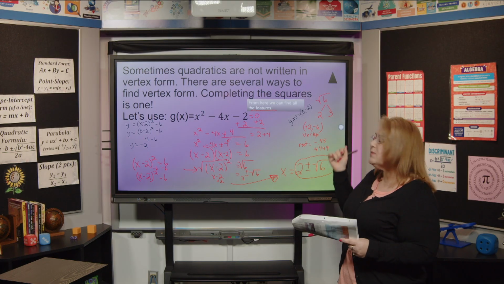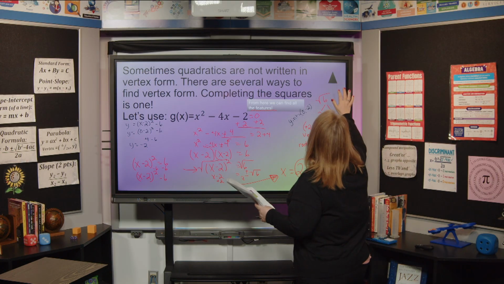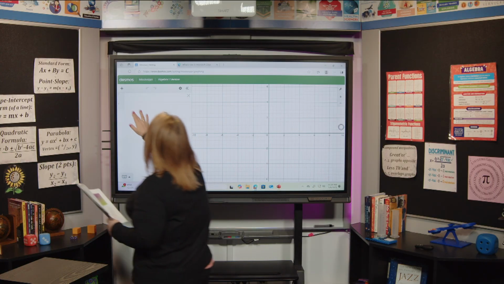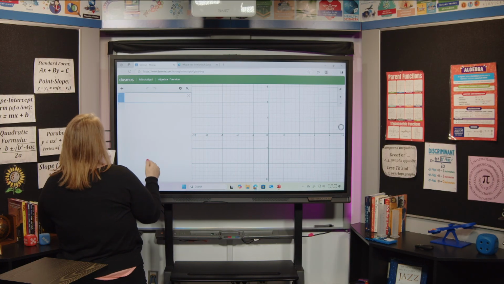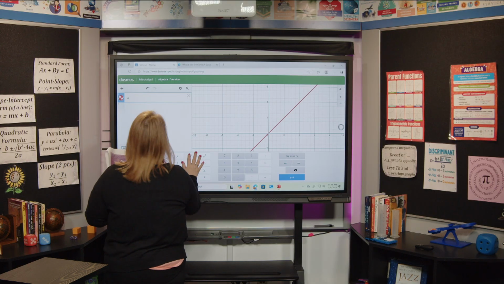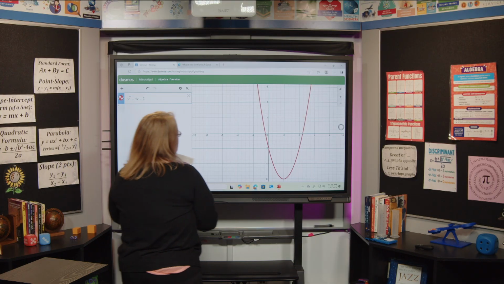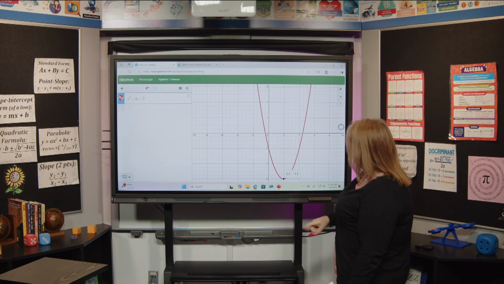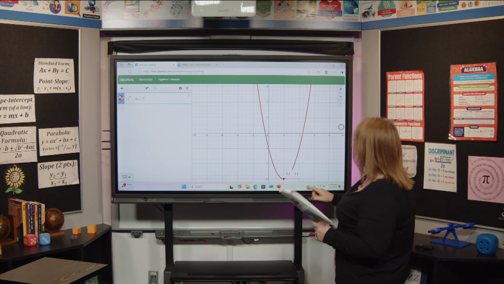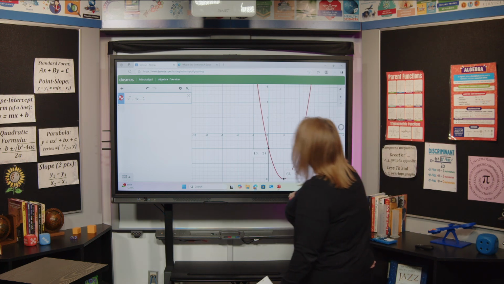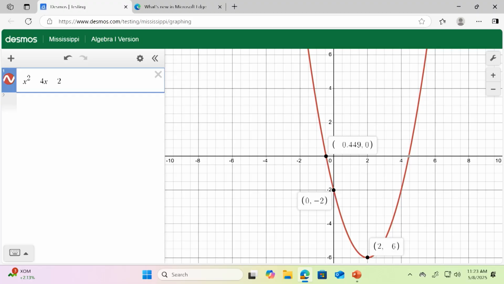Now, there's another way that we can figure out all of these functions for this problem. It's Desmos. So let's pull up Desmos and see what we find. So I'm going to pull Desmos up, and I'm going to put in my original problem. So we've got x squared minus 4x minus 2. Down here is my vertex, positive 2, -6. We have that. Here is my y-intercept, -2. And then we have our roots, -0.4490 and 4.4490.